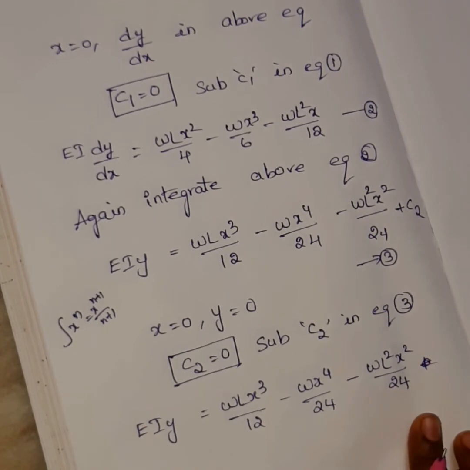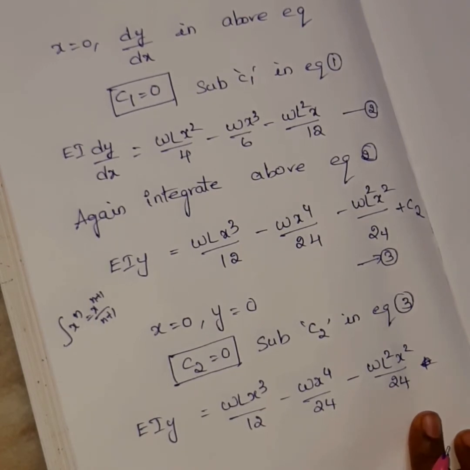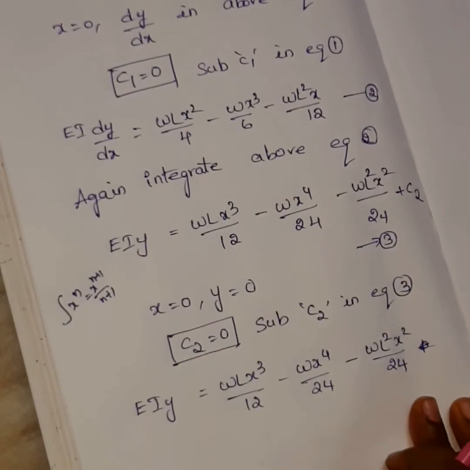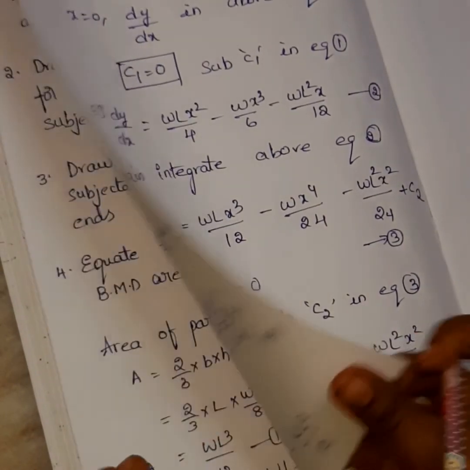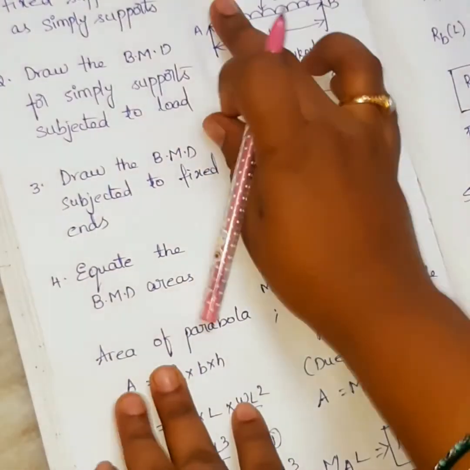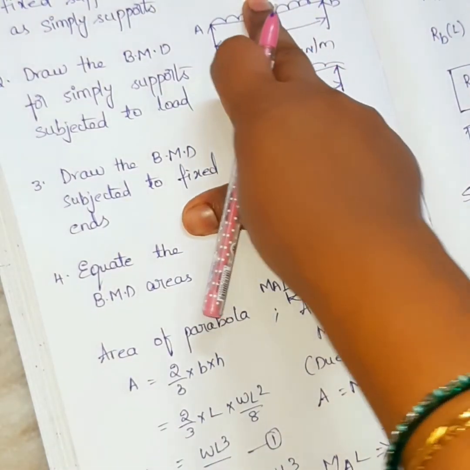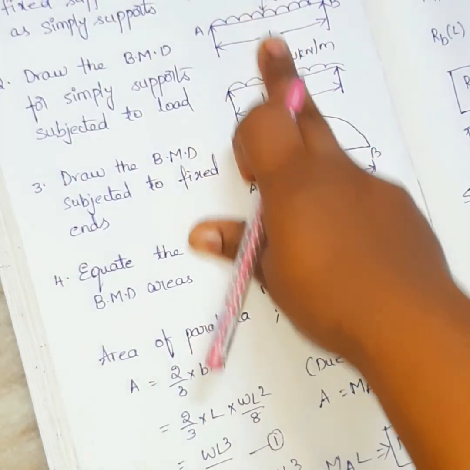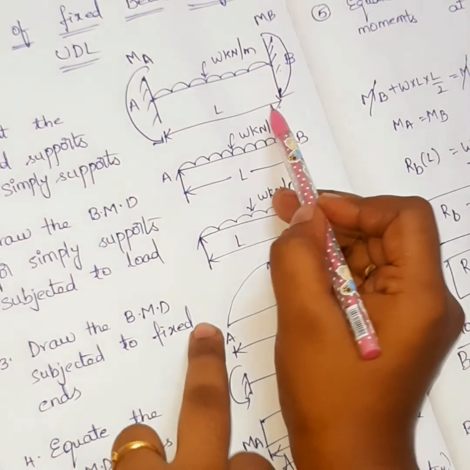Now I need to calculate the maximum deflection at midspan. See here, maximum deflection at midspan means, what is the distance? L by 2 distance. See here, load is acting at center.